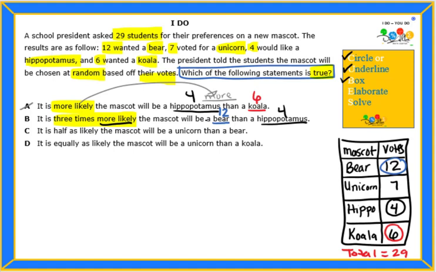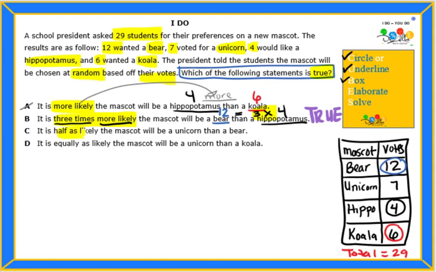So now we're going to go back to this part and say, is it 3 times more? So is it equal to 3 times 4? So is 12 equal to 3 times the number of hippos, which was 4? So 3 times 4 is 12, and that is equal to 12. So that is true. It is 3 times more. So now I have a true statement in B. But just to be safe, I'm going to check my other answers.